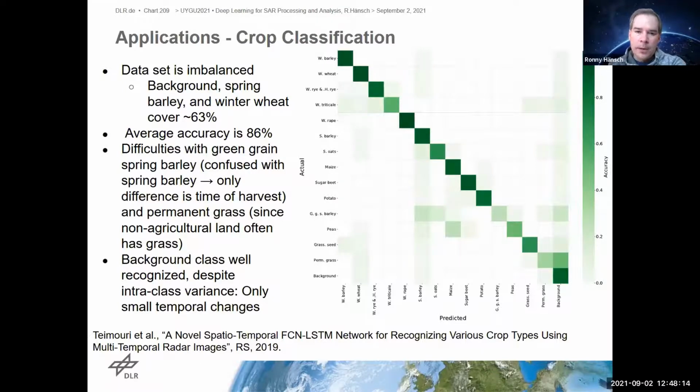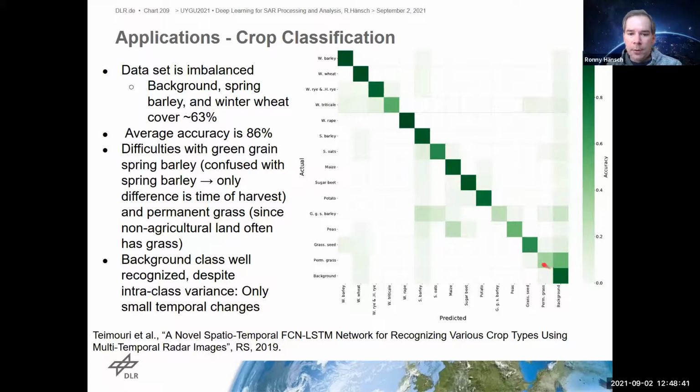We have to keep in mind the data set is imbalanced. So there are like 3 classes that are covering like 60% of the data. You have to take this into account when you interpret the accuracy, but in general, the accuracy is very good, right? So here you see the confusion matrix. This is what it actually is, and this is what it was predicted. And here on the main diagonal, the darker green, the more accurate it is. And you can see most of the samples have been classified correctly.